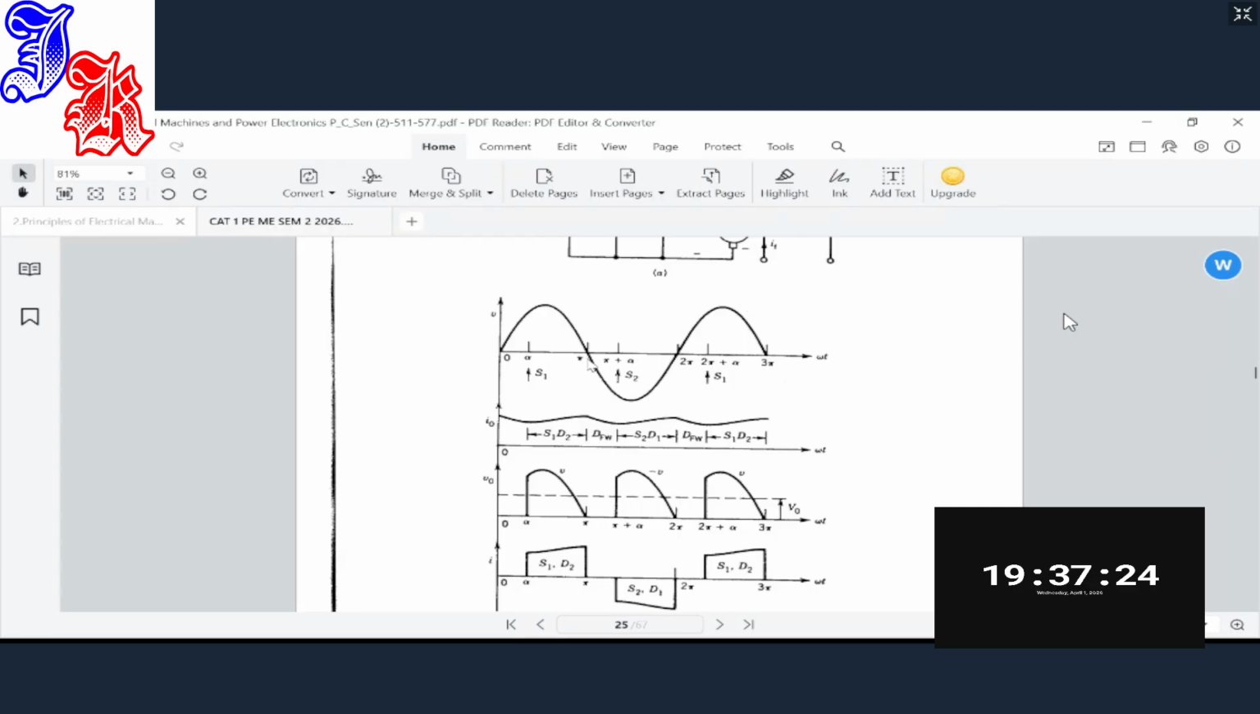Then when the positive voltage goes to zero, the current that was made to lag because of the inductive load is carried through the freewheeling diode. Then the other thyristor, S2, is ignited at pi plus alpha, and now S2 and D1 start conducting the current. Before we go to the positive half cycle again and ignite S1 and D2, we have the freewheeling diode coming in. So that is how the freewheeling diode is used.